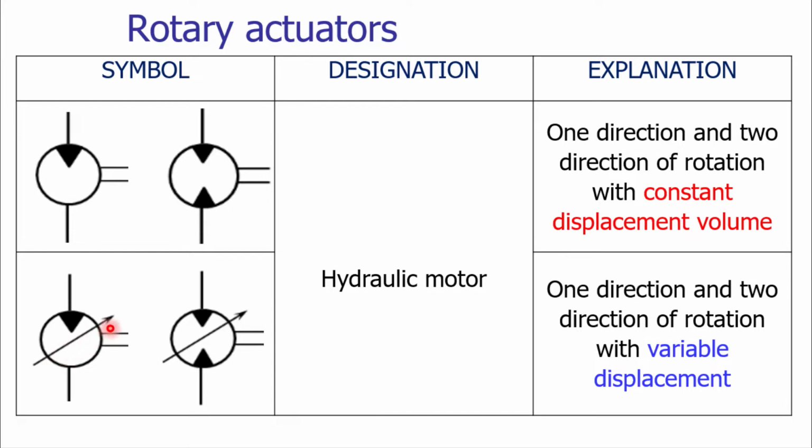Similar to the hydraulic pump, if we want to have the variable displacement, that is to be accommodated. So then we are putting an arrow, as you can see on your screen. The meaning of the arrow is that the motor is working with the variable displacement.